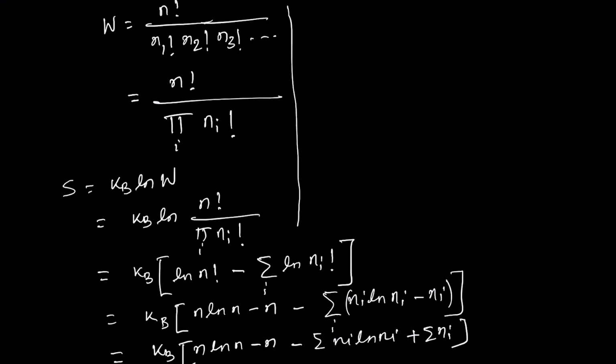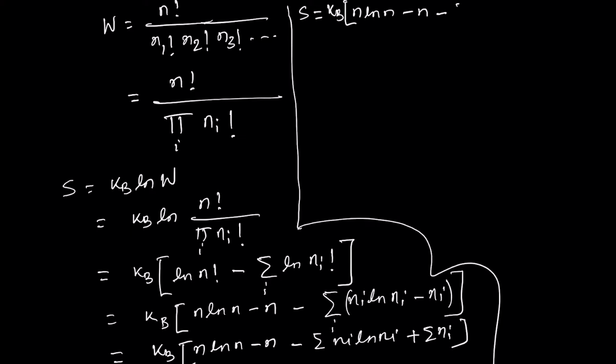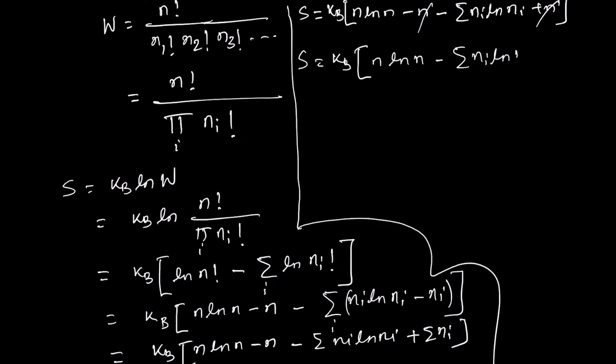Now, I will continue the derivation here. So, S equals k_B [N ln N minus N minus the sum over n_i ln n_i plus N]. Okay. So, this N and this N cancel each other, giving us k_B [N ln N minus the sum over n_i ln n_i].